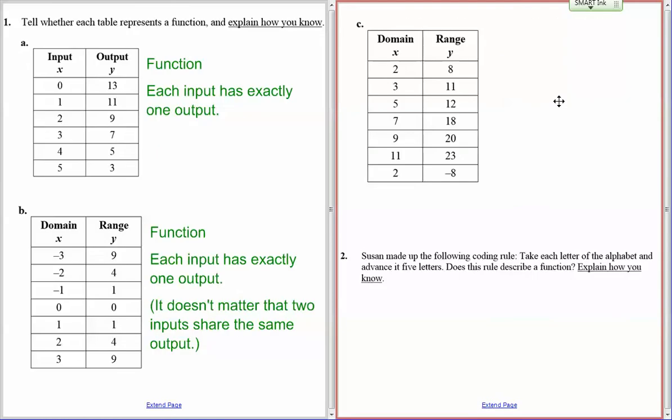And on C, this is not a function. The key thing here is that the input 2 has two different outputs. When you input 2, sometimes you get 8, and when you input 2, sometimes you get -8. That makes it not a function.